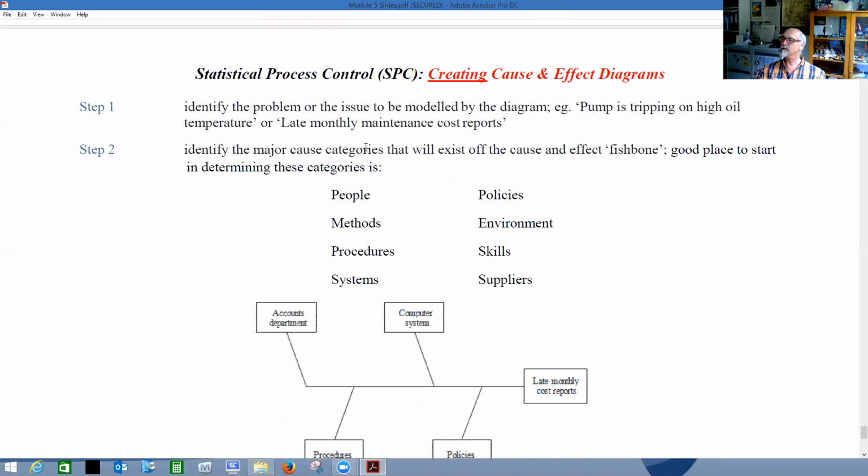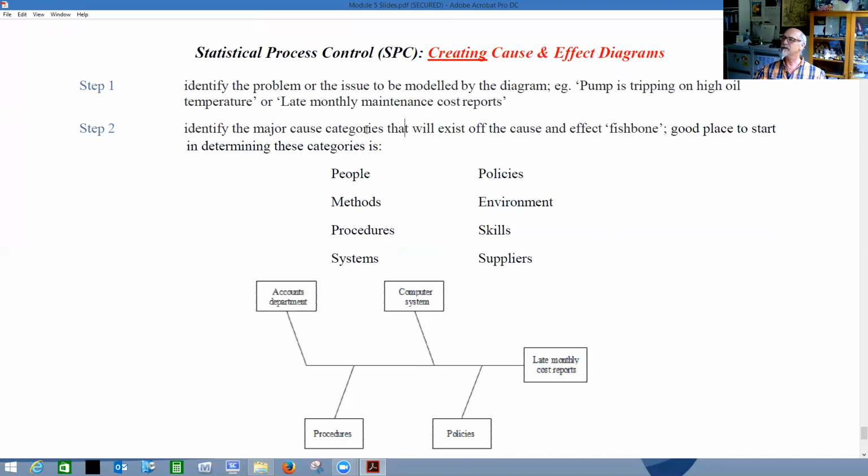Identify the major cause categories, and we talked about those above. That's people, methods, procedures, systems, policies, environment, skills. That may not work for you, but in your organization, you might have external maintenance contractors, for argument's sake, or you might have suppliers that don't deliver on time. So whatever your list of things might be, list them out.